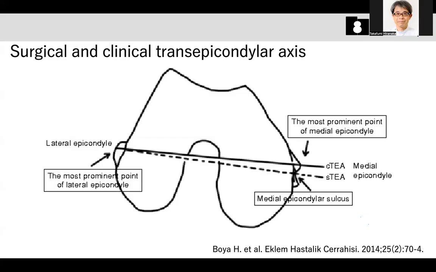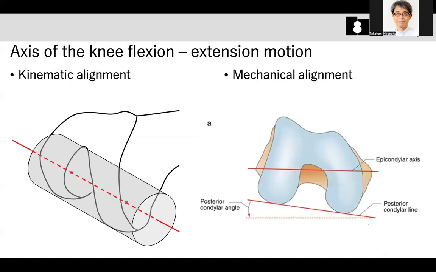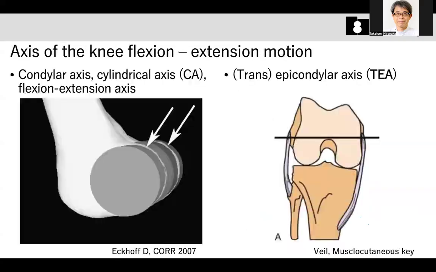Sorry, I don't have this slide just now. Only the Kaneka's view can detect precisely 4 points in the same plane. Anyway, the important thing is our reference axis is different in kinematic alignment and mechanical alignment. That is the problem.